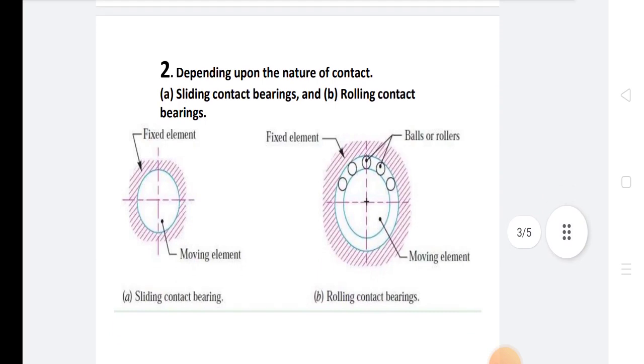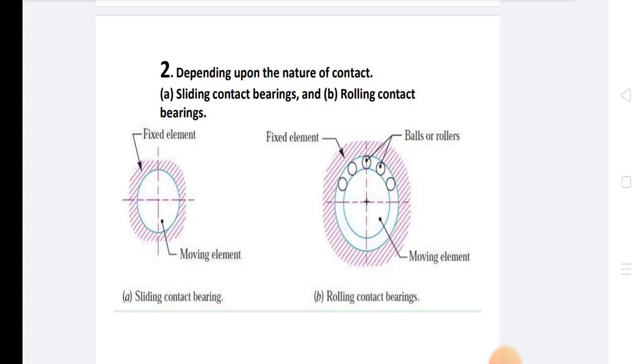sliding contact bearings and rolling contact bearings. In sliding contact bearings, the shaft is separated from the frame or bush by a film of lubricating oil. The film of lubricating oil ensures the shaft is floating inside the bush during operation and thus reduces the frictional power loss. Sliding contact bearings are also referred to as plain bearings, journal bearings or sleeve bearings.